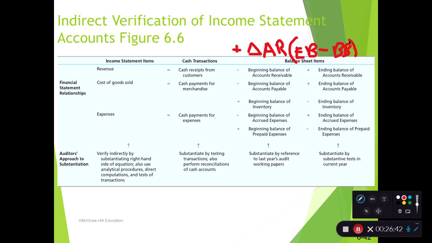If we have these different components, right? Beginning balance, we can look at last year's working papers. If you look at the ending balance, we'll talk about some ways that we can actually confirm the ending balance based on some testing, specifically things like confirmation. So we can confirm this ending balance of AR, and we can also then test our cash receipts from customers and reconcile the cash accounts, and then that gives us an indirect way to confirm the amount of revenue, right?